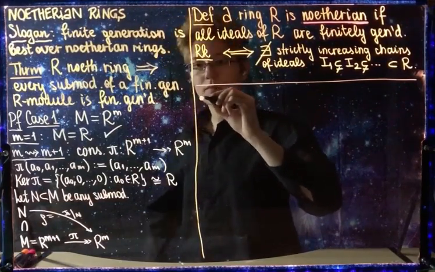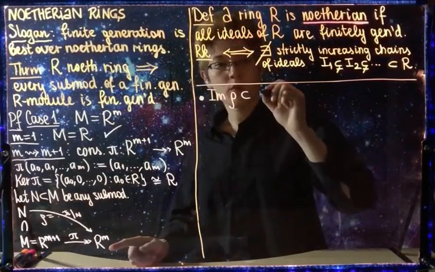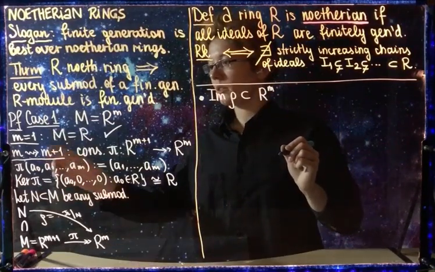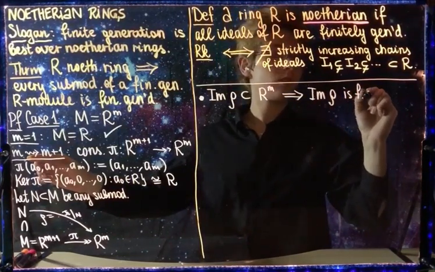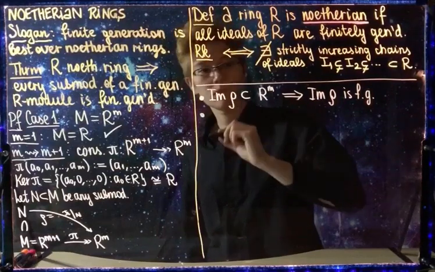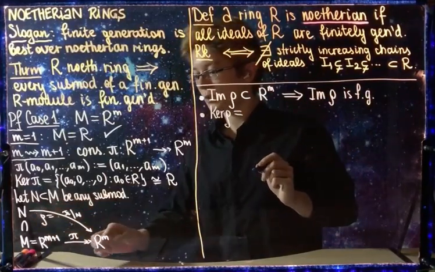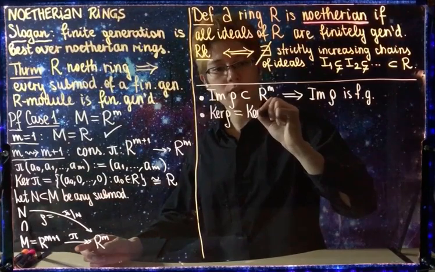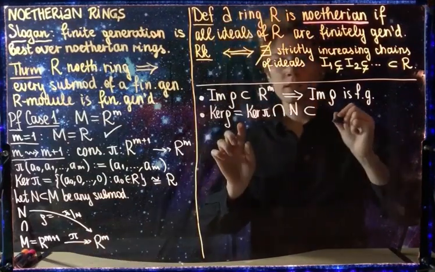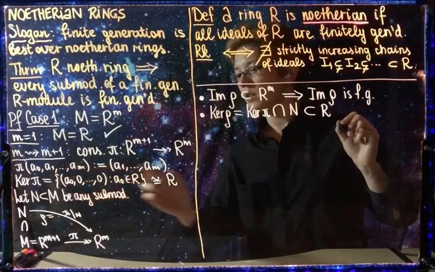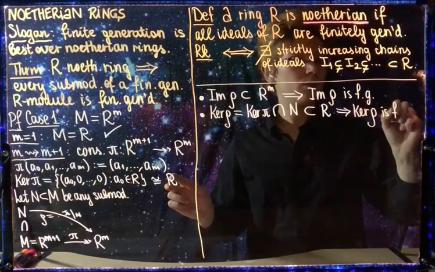Now note that the image of rho is a submodule in R^m, and by the induction hypothesis, the image of rho is finitely generated. And further, the kernel of rho consists of those elements which go to 0 under pi. So it is the intersection of the kernel of pi with N. And it means that it is a submodule in R, because the kernel of pi is isomorphic to R. So the kernel is also finitely generated.